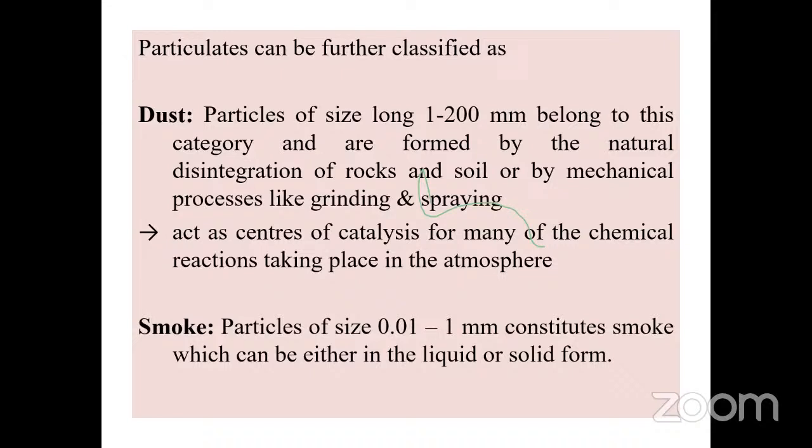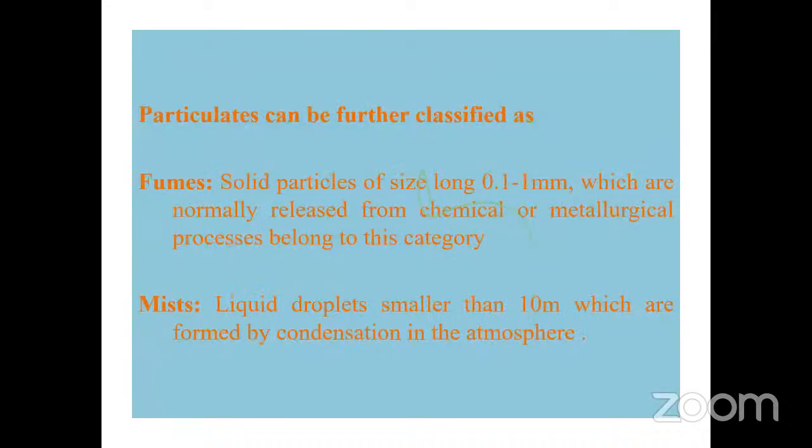The next one is fumes. These are solid particles of size 0.1 to 1 millimeter, normally released from chemical and metallurgical processes. And mist is very important. It is quite difficult to make it settle down. Mist consists of liquid droplets generally smaller than 10 millimeter, formed by the condensation process in the atmosphere. These are liquid droplets released from industrial operations and existing in the atmosphere, like white mist. Those are all pollutants, not useful products.